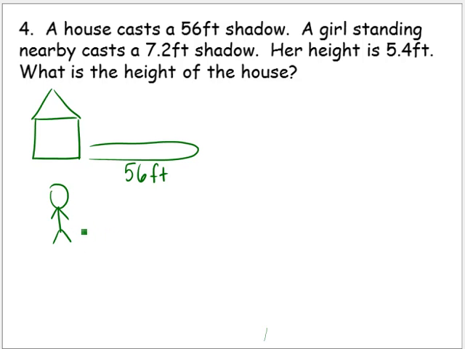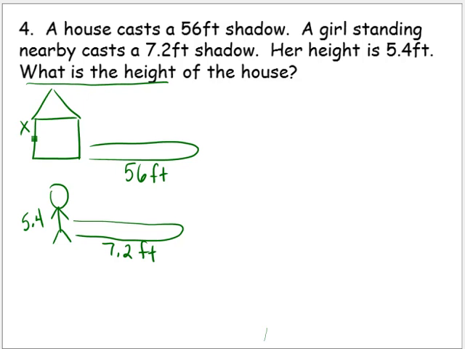So this girl is casting a shadow of 7.2 feet. And it tells me her height is 5.4. So what I'm going to be able to do is figure out the question, what is the height of the house? So I'm going to label that as X. Now we should be able to match up things and put them in a proportion. So I'm going to say that X, the height of the house, over 5.4. So I've got the two heights over top of each other.